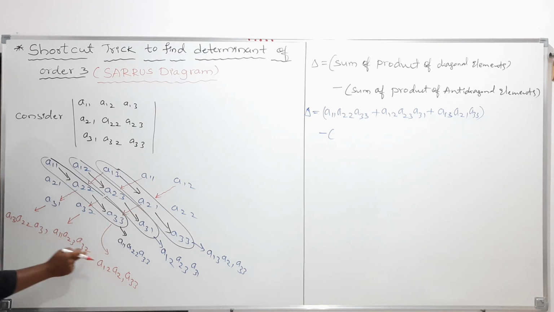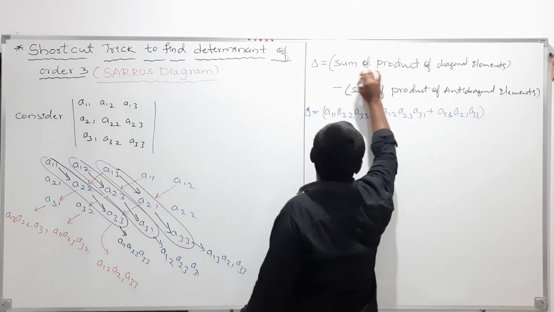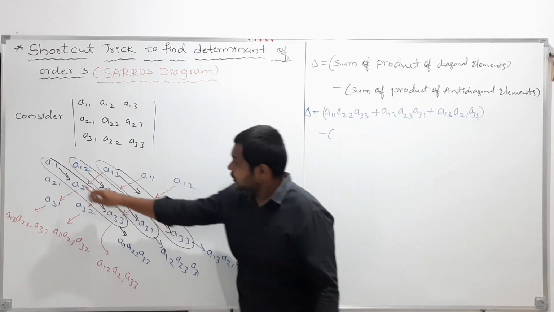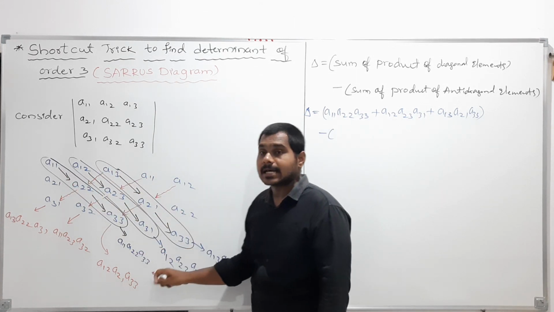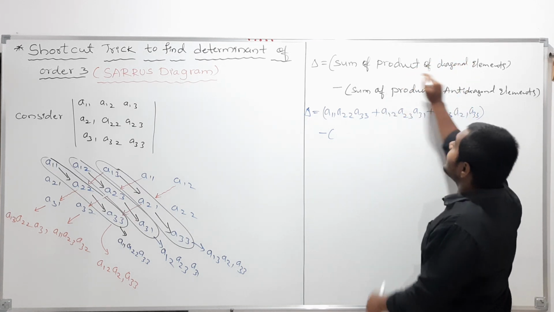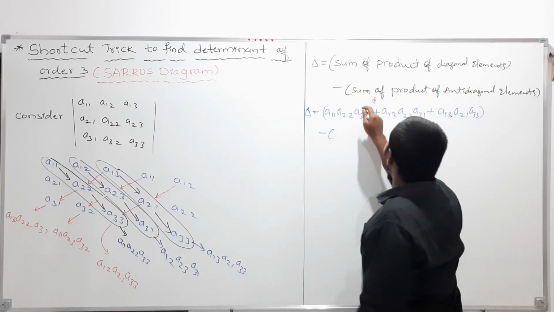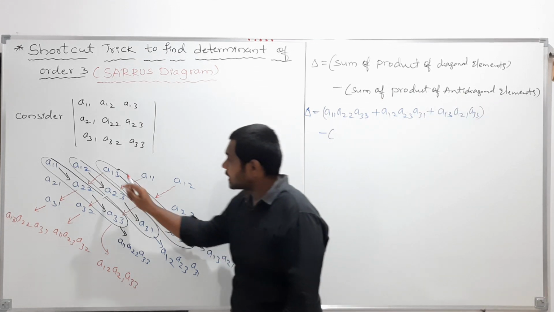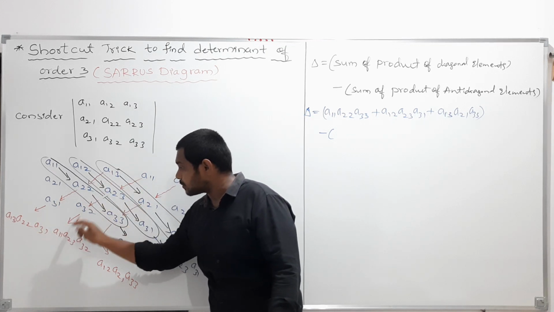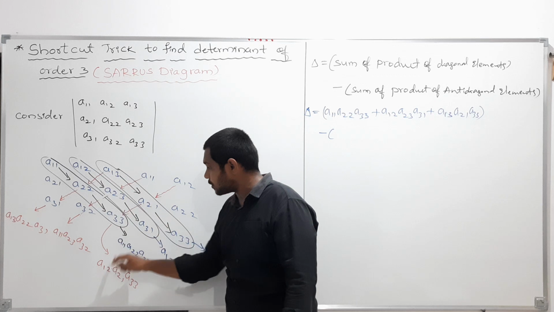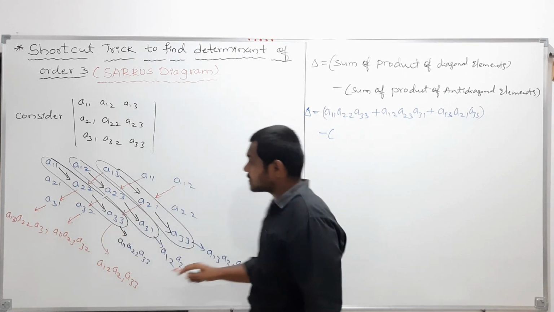Next take the product of this. Now here it is the sum of the product of the anti-diagonal. So these are all the anti-diagonal elements. Take the products, and after taking these products, we should add. So from the sum of the product of the diagonal elements, you should take the product of these and then the sum. After taking this value, you should subtract the sum of the product of the anti-diagonal. These are the products of the anti-diagonal elements. Add all these values. So what is that?